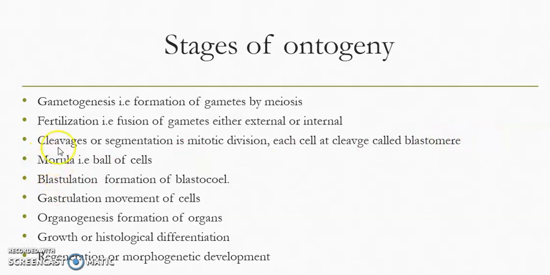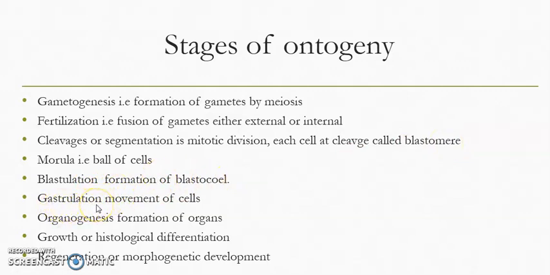Next is called morula. Morula is a ball of cells. After the cleavages, when the cleavages stop, there is a structure called morula, which is a ball of cells. And after morula, there is a stage called blastulation. Blastulation means the formation of blastocoel, which is a cavity formed between blastomeres. An animal at that stage is called blastula.